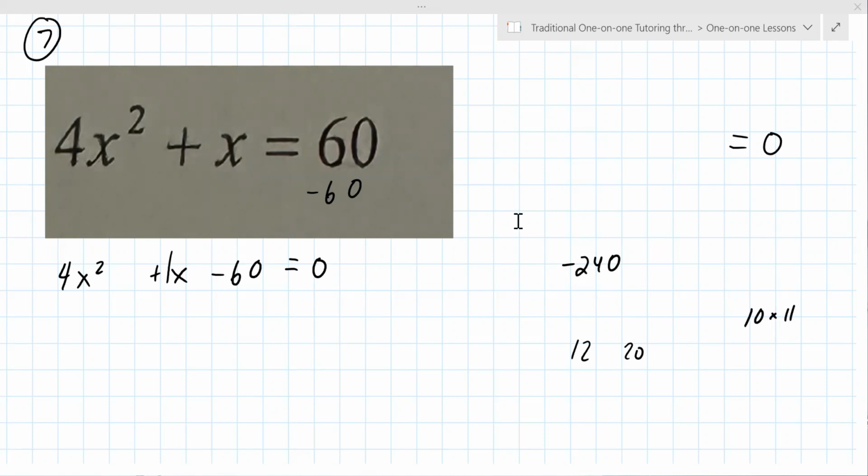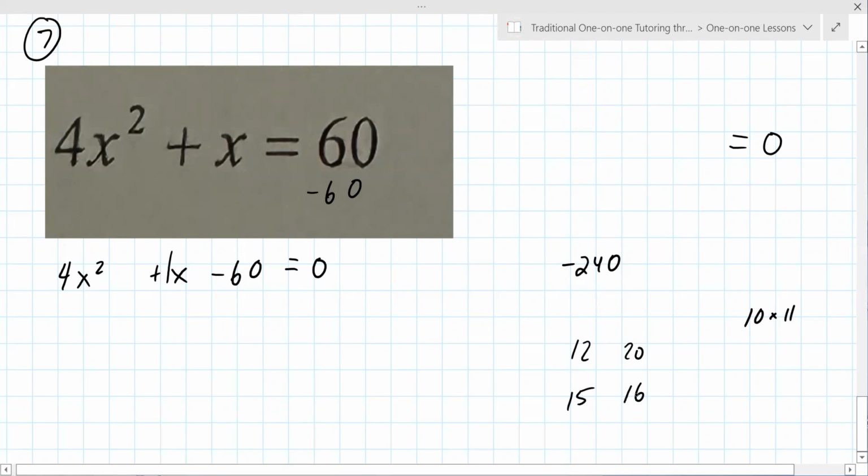You'll find that that does not work. 14 does not work. But eventually you will get a number that does. 15 and 16. And they're one apart. Now, which one's positive and which one's negative? So the 16 is positive and the 15 is negative. Good. So we break this apart into 16x minus 15x.